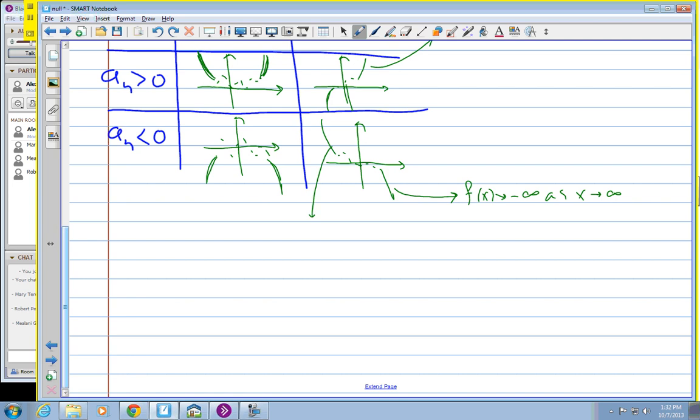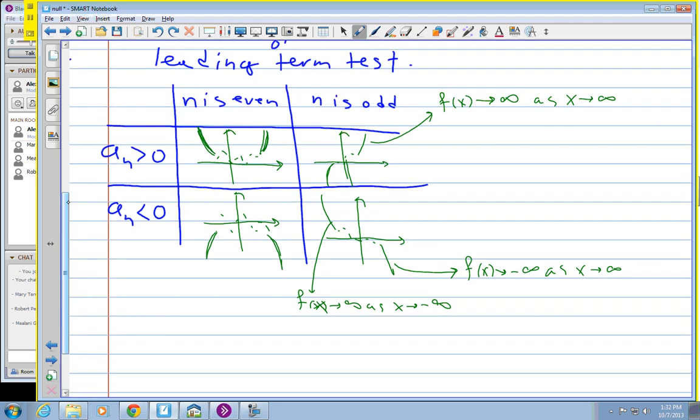This tail right here, I can say f of x goes to infinity as x goes to negative infinity. As x values get smaller and smaller, the value of the function gets bigger and bigger. Is that okay? And of course I can label all 8 of those tails. I'm not going to do that. I think that should make sense.